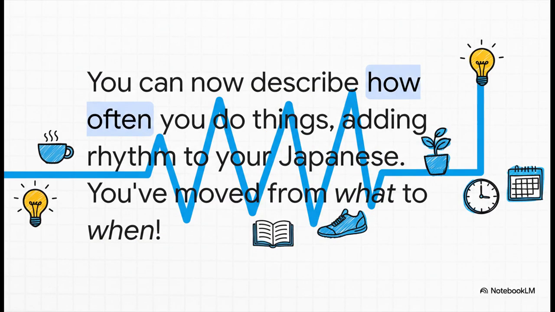And really, just like that, you've unlocked a super important pattern for adding all this cool detail and rhythm to your Japanese. You've officially moved beyond just saying what you do to describing how often you do it. And that is a huge step towards sounding more natural. So the next time you're describing your week, think about this structure. How are you going to use it to tell your own story?